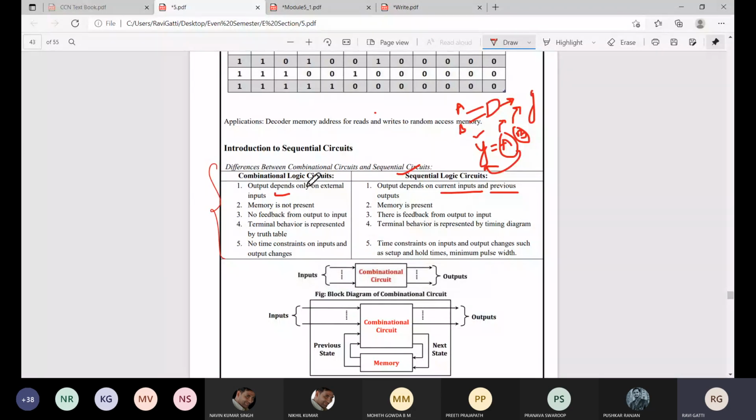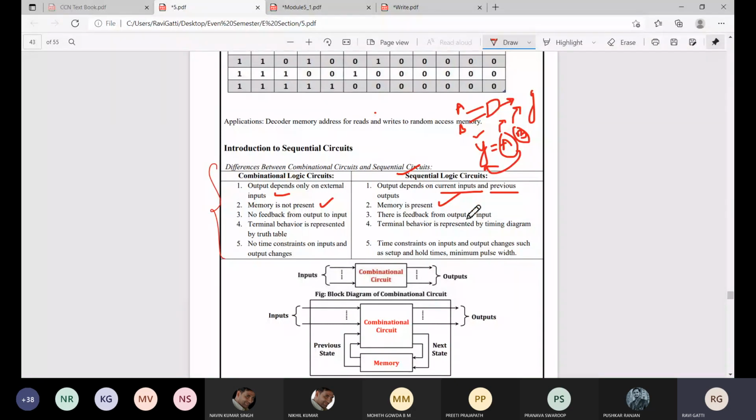Second difference: the combinational circuit does not have a memory, whereas the sequential circuit will have a memory. That means we can store data. Let's say I want to store logic 1. I can store logic 1 in this circuit. Unless and until the value changes, or some other input signal changes, whatever you feed to such a circuit remains in that state only.